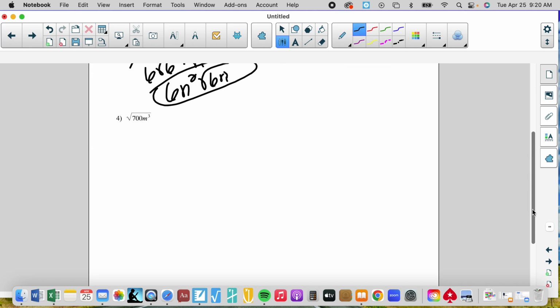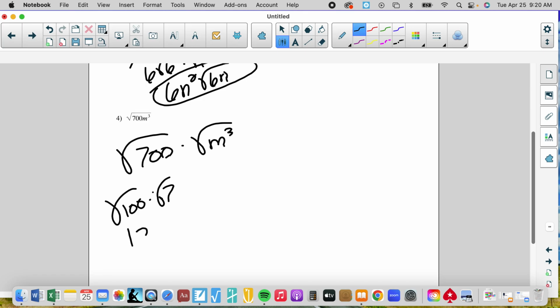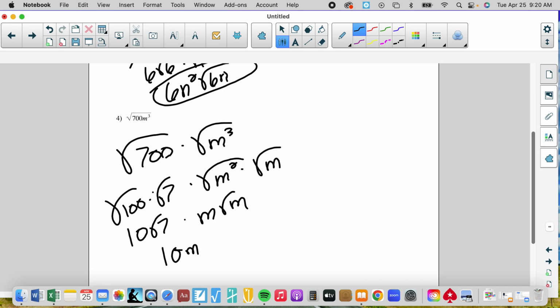All right. Rad 700 m to the third. We're going to separate each one into their own radical. 700, well, I'm going to break that into 100 times rad 7. That gives me 10 rad 7. M to the third, I'm going to break that into m squared rad m. That gives me m rad m. Outsides are 10m. Insides are 7m. 10m rad 7m.